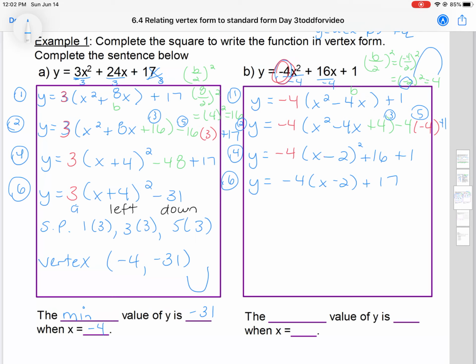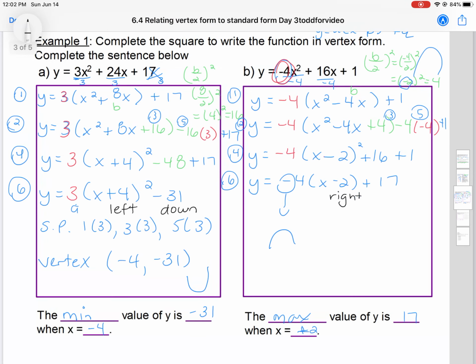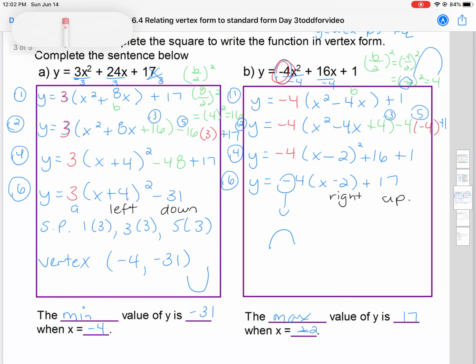Okay, so because it opens down, because of this negative, then we have a maximum value this time when y is 17, when x is -2, or +2, sorry, that's the vertex. So this is right when you go do the opposite and up. I'll make that nicer.